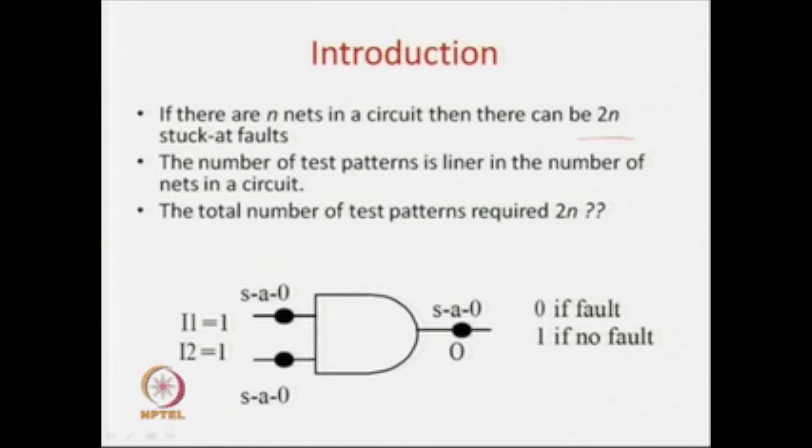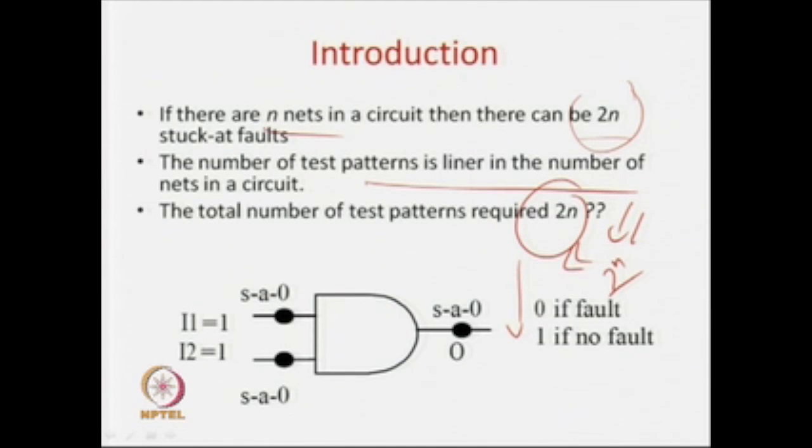So, as I told you, if a circuit has n nets, there can be 2n stuck at faults, because stuck at 0 and stuck at 1, so it is linear. Now the question arises: if you assume that one test pattern is required for each fault, the number of test patterns required is 2n, which is much less than 2 to the power n, that is fine. So, we are quite happy with it, but now we will see that it is even much less than 2n. That is, the number of stuck at faults to test will be much less than 2n, or in other words, the number of test patterns required to test all these 2n faults is much less than 2n. That means one pattern will test multiple stuck at faults. Multiple stuck at faults will be tested by a single pattern, which can be possible by fault equivalence.